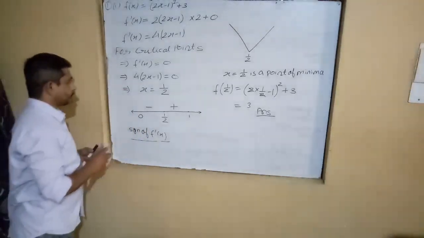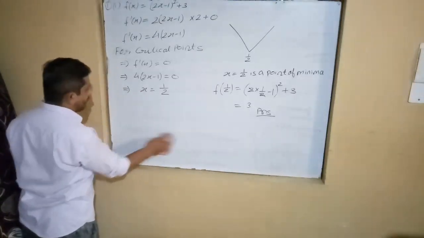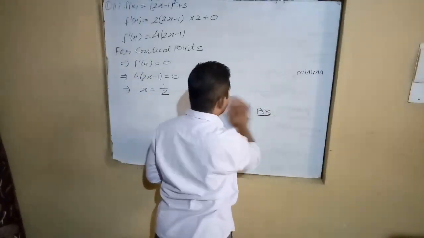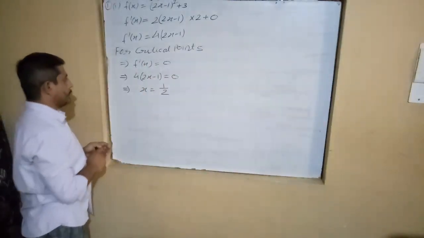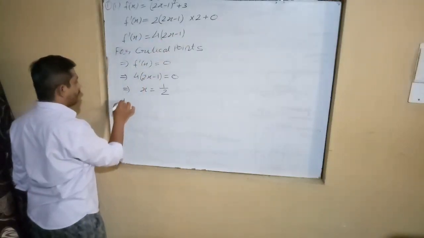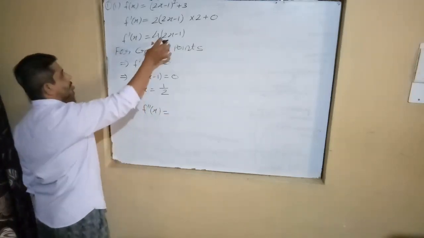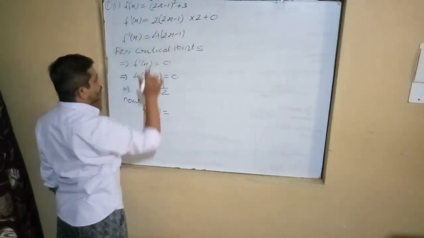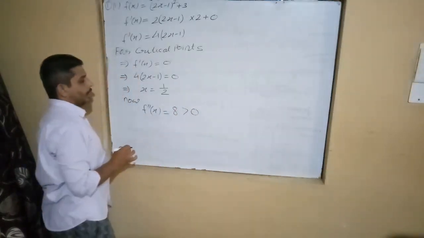Now the same question we will do from the second derivative test. How? Look here. Till the critical point, both derivative tests are the same, but after the critical point the process changes. Look here. f'(x) = 4 into (2x - 1). Now we find f''(x). Again, when we differentiate this function with respect to x, 2 only will come, meaning 8, and 8 is greater than 0.